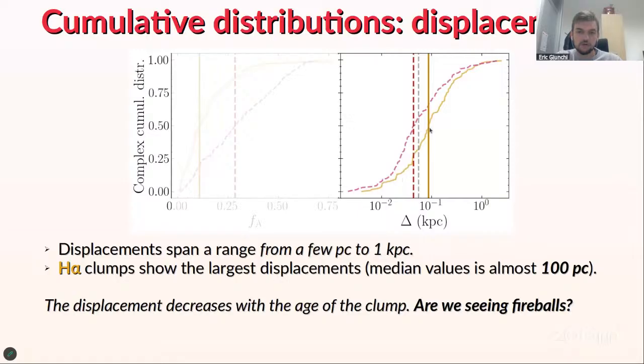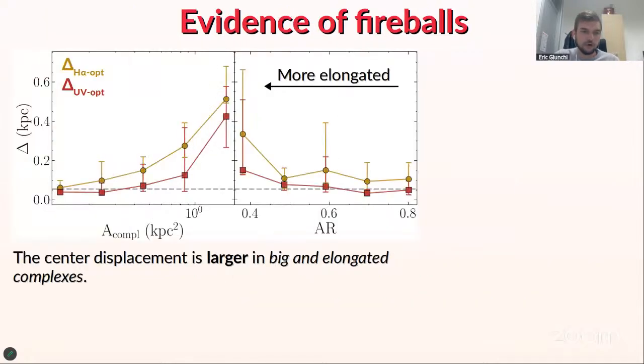On the other hand, the situation is opposite, but as expected, when we look at the displacement, now the yellow curve is more at larger values than the UV one. And so this means that on average, typically the H alpha clumps are more displaced, more on one side, on one edge of the complex with respect to the UV clumps. So these are hints of the fireball configuration that we've seen, but we have more evidence of it.